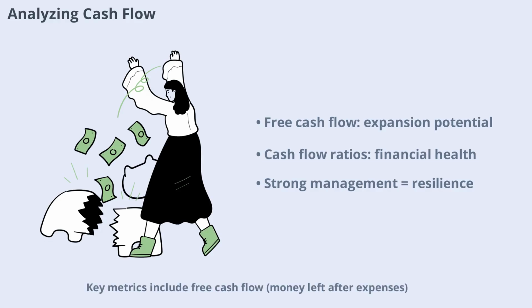Key metrics include free cash flow, money left after expenses, unlevered free cash flow, before financial obligations, and the cash flow to net income ratio. These measures show whether a company can expand, pay debts, or return money to shareholders. Strong cash flow management is a sign of a resilient business.